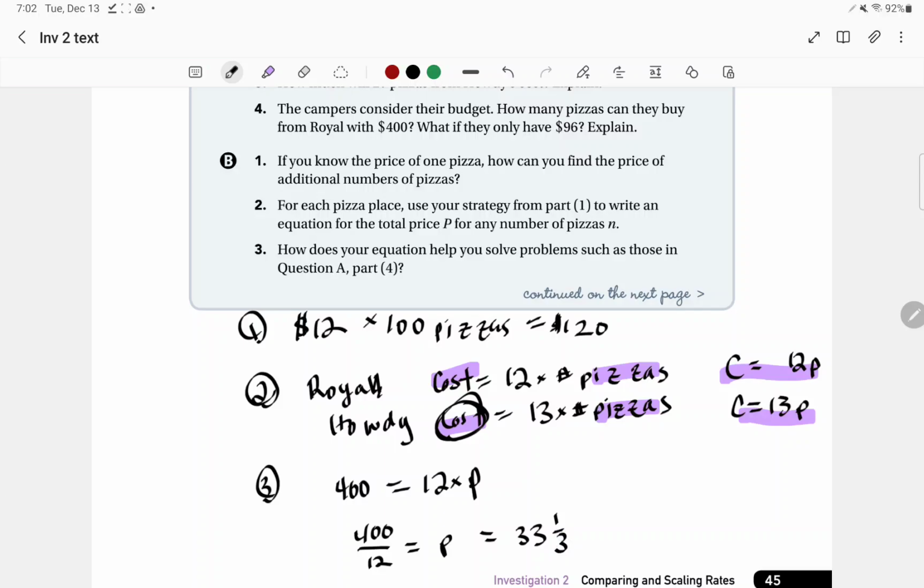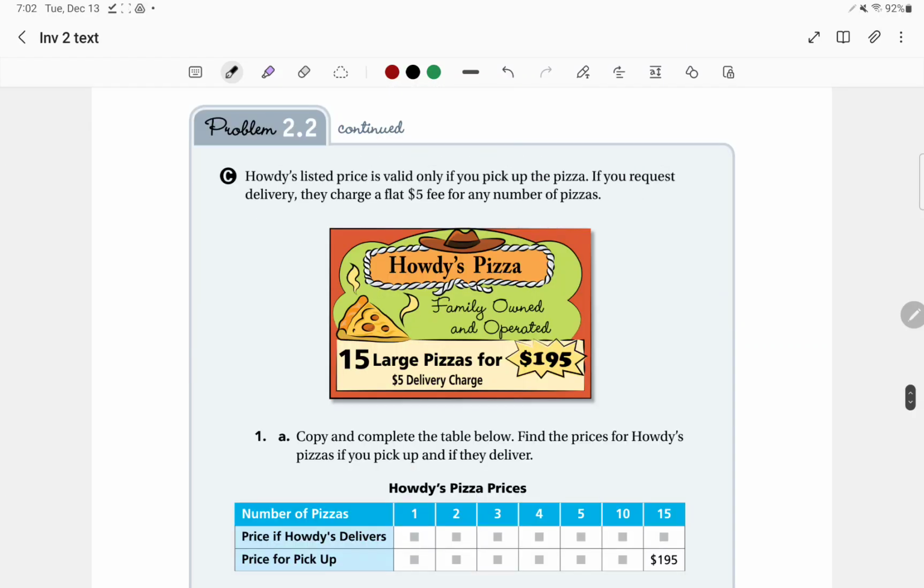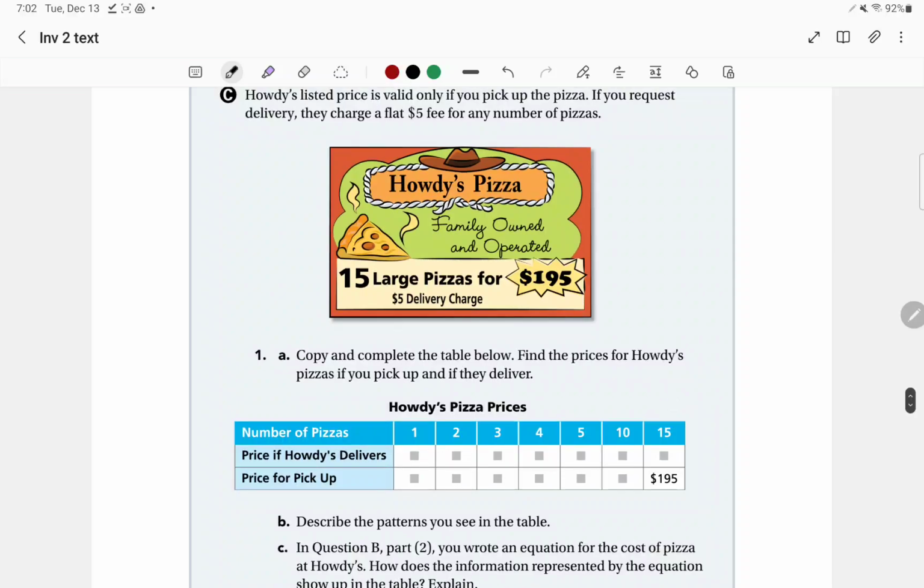Okay? So you could set up the equation for any amount that you have or any number of pizzas that you want. Now in part C, Howdy's listed price is valid only if you pick up the pizza. If you request a delivery charge, they charge a $5 flat fee. So here's another table, and that's a $5 flat fee. That means if you order 100 pizzas, it's still $5 delivery. 2 pizzas, $5 delivery. All right, so go ahead and find your lab sheet and fill out this table below.